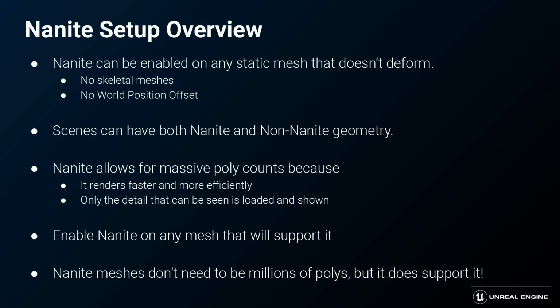So to sum up, Nanite can be enabled on any static mesh that doesn't deform. So that means no skeletal meshes, no world position offset in the material, and you can have both Nanite and non-Nanite assets inside the same scene. They will coexist together happily. Nanite allows for a huge amount of polygon geometry, although it doesn't have to have a huge amount of polygon geometry. And it's able to do this because it renders faster, more efficiently, and only the detail that can be seen at the resolution that it needs to be seen at is loaded and shown.